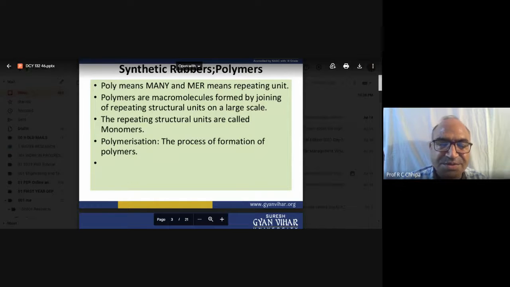Where a hydrogen atom is substituted with CH3 on one side, that becomes propylene. Polymerization of propylene leads to the polymer polypropylene. Polypropylene and polyethylene are very simple compounds, but a great achievement in our life. Out of all polymers, 50% are polyethylene and polypropylene.